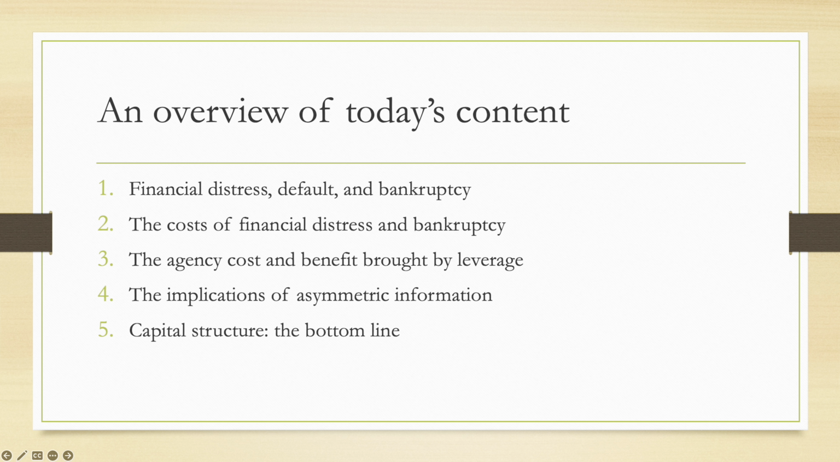Today's video contains 5 parts. 1. Financial distress, default, and bankruptcy. 2. The costs of financial distress and bankruptcy. 3. The agency cost and benefit brought by leverage. 4. The implications of asymmetric information. 5. Capital structure, the bottom line. Let's get started.